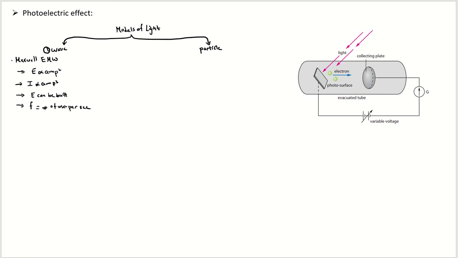The second model of light is those who considered light being a particle. The first scientist who said so is Einstein. According to Einstein, light is made up of particles, and these particles are called photons.